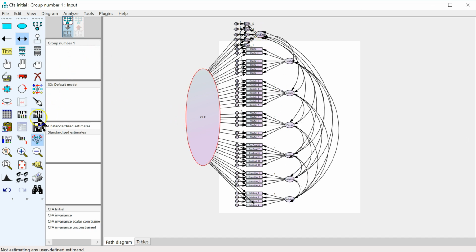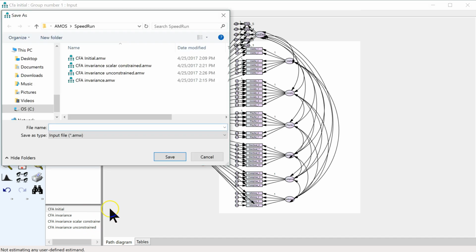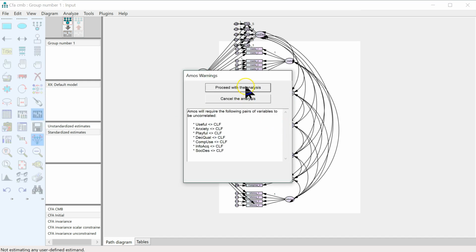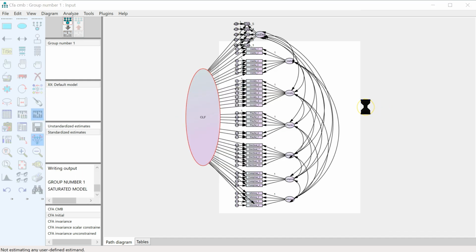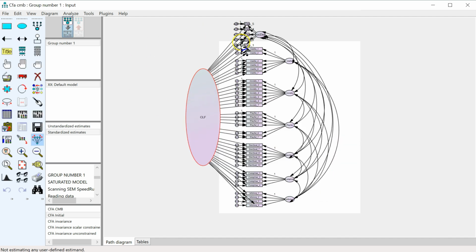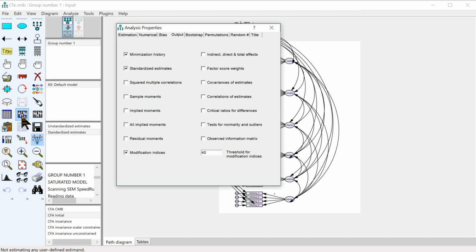Okay, and I'm going to save this as CMB CFA, and run it. Proceed. And what we're doing right now is we're estimating an unconstrained model. Says I have missing data. Yeah, it's because I'm doing social desirability, which has missing data.